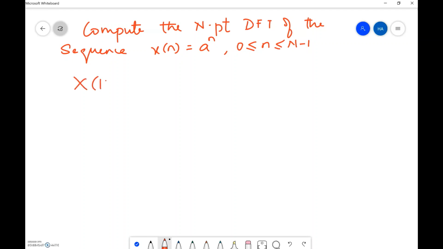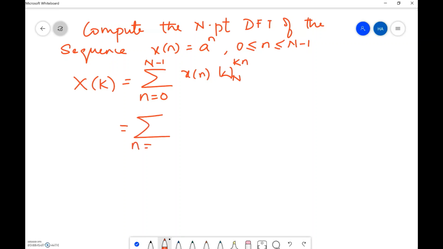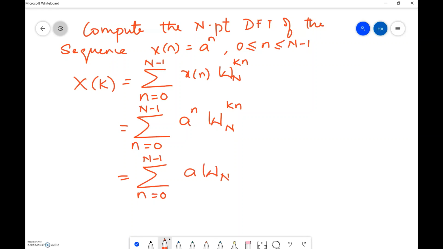So writing the formula of DFT, X of k equals summation n equals 0 to N minus 1 x of n W_N to the power kn. Let's substitute for x of n: summation n equals 0 to N minus 1 a to the power n W_N to the power kn. Since both are exponentials, we can combine them and write it as a single term, that is (a W_N to the power k) whole to the power n.